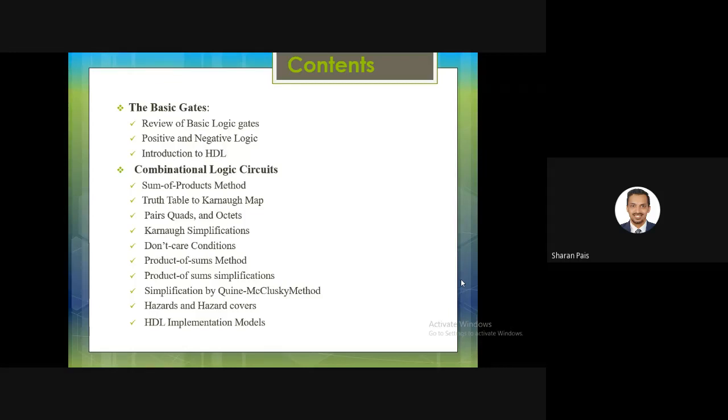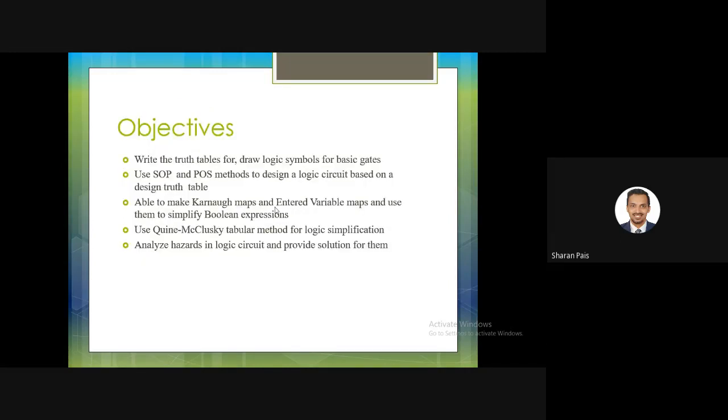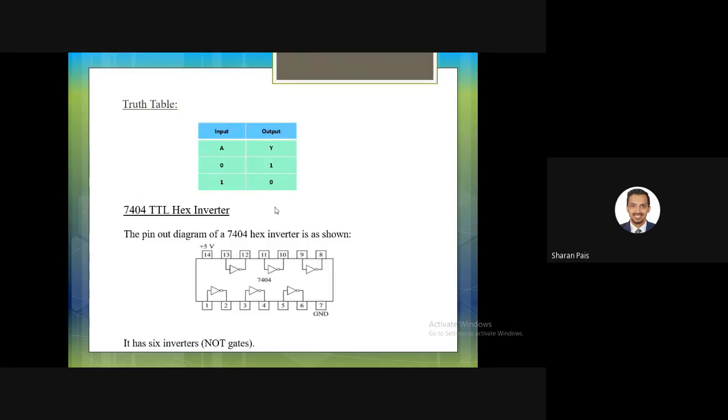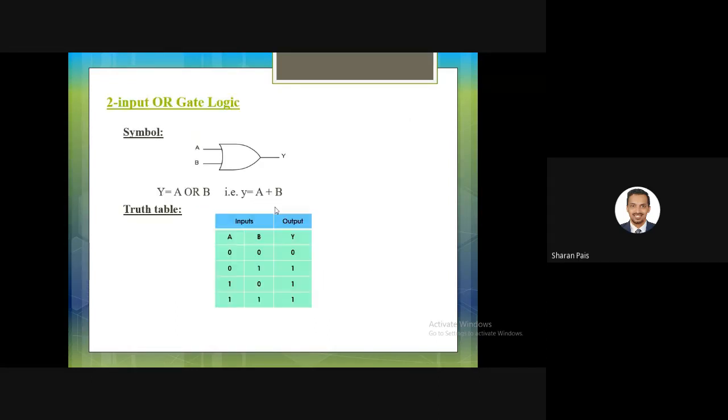So your syllabus starts somewhere from K-maps. So quickly I'll revise this. Already you know basic gates and all. I'll just skip those things. So we have 3 basic gates, NOT gate, OR gate, AND gate, symbols given. We have copied the pin diagram also. Timing diagram is there in this.